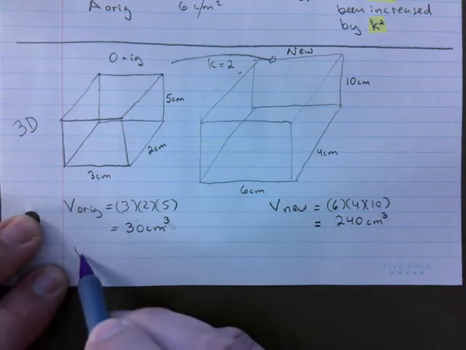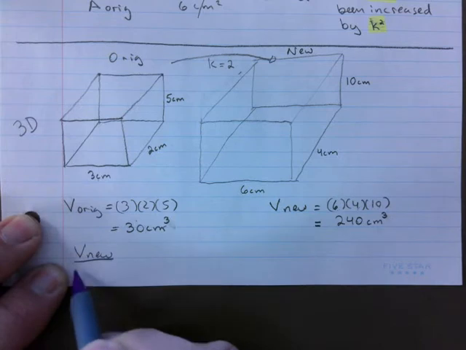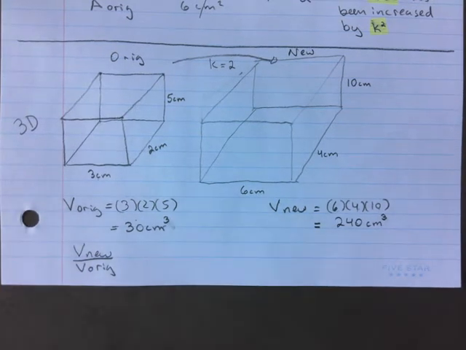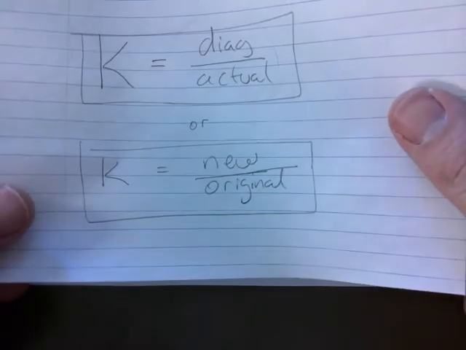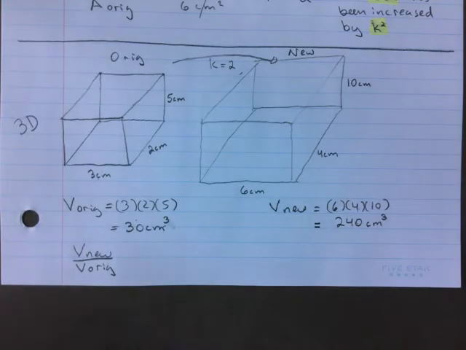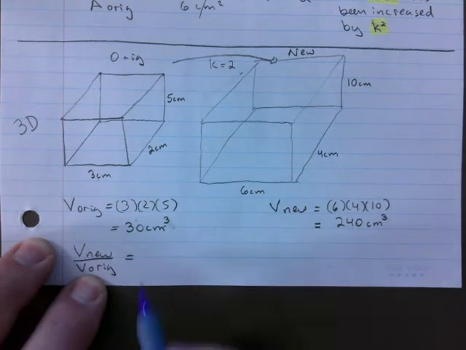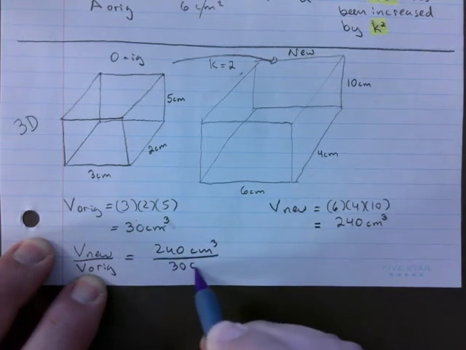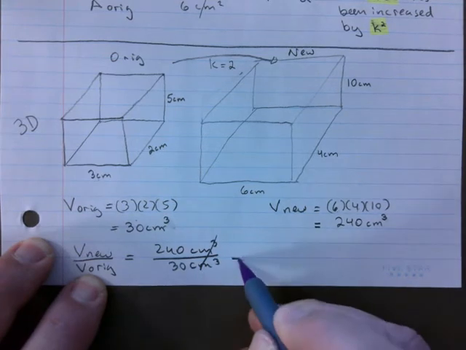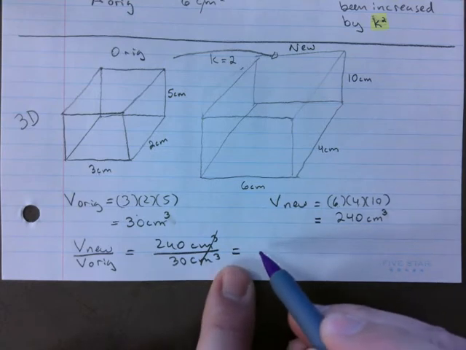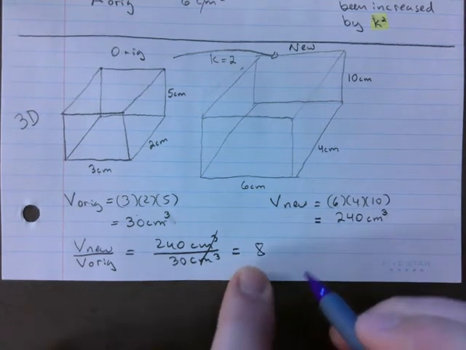Okay, anyways. Volume of new over volume of original. Why am I doing that? Why do I keep doing that? Behold, right? You see this? That's why I'm doing that, because that's going to continue. So 240 centimeters cubed over 30 centimeters cubed. Cancel out. What's 240 divided by 30? 8, right?